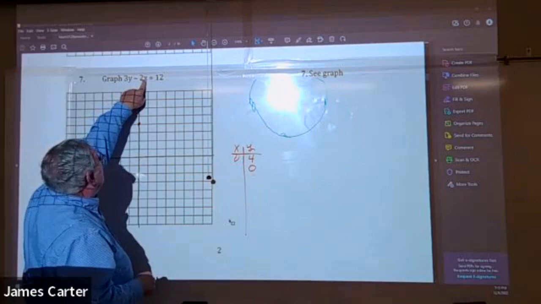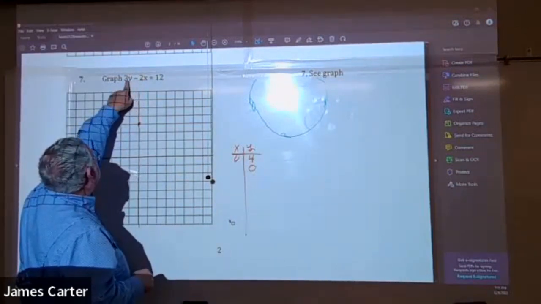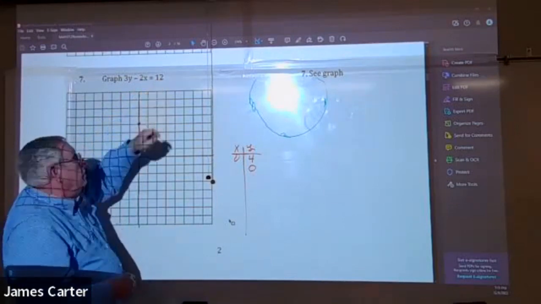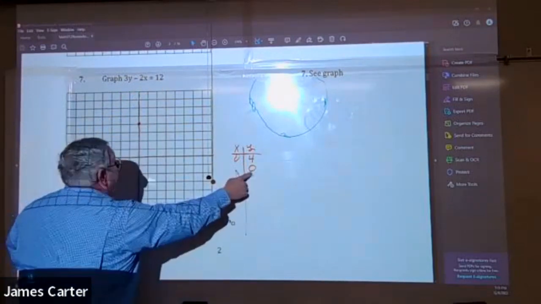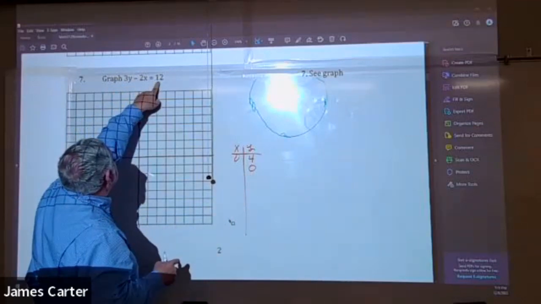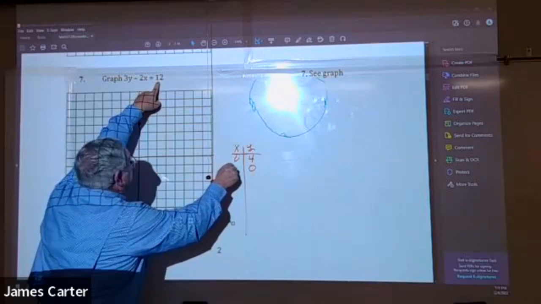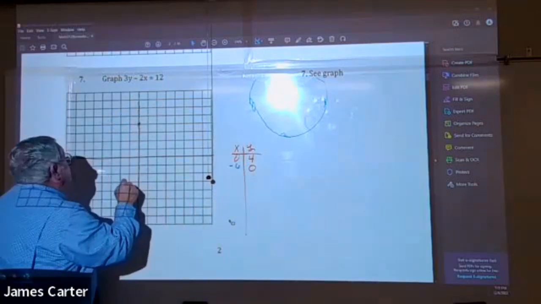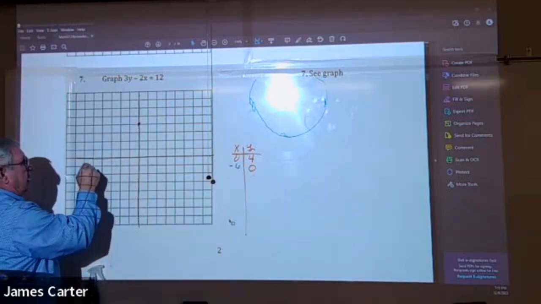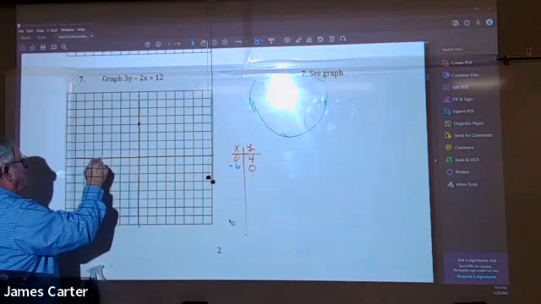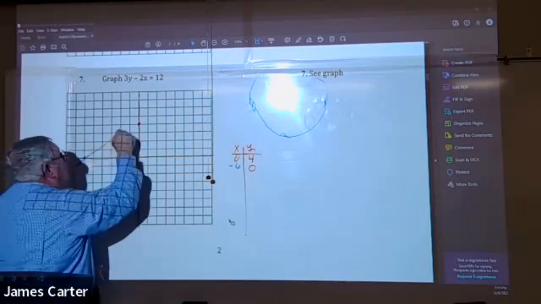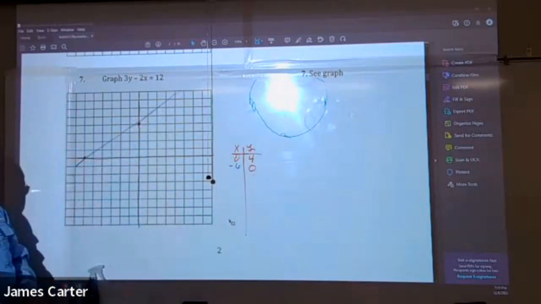If that's 0, it wipes out all of this, divide both sides by 3, 3 goes into 12 4 times. Now we're going to let y be 0, which wipes out all of that. So negative 2x equals 12, and we get x equals negative 6. So in this case, we get the point negative 6, 0, which is 6 to the left here. And we draw the line.